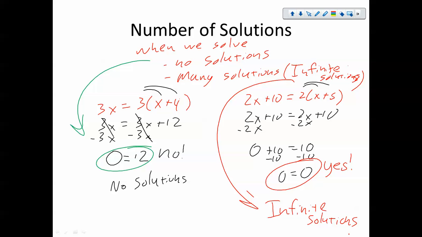Every single number works. If I plug in 1, this will make a true statement. If I plug in 100 billion, this will make a true statement. Every number works. This number, there are no numbers that work. There's no number that I can plug in for x and it'll make it a true statement. This one, I can plug any number in and it works. So sometimes when we solve, these weird cases happen. And so you will need to keep an eye out for that.